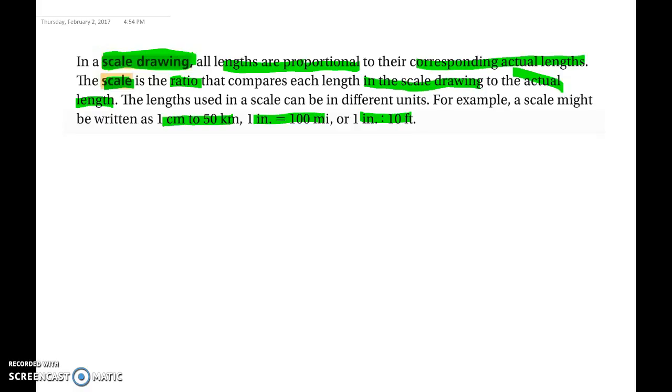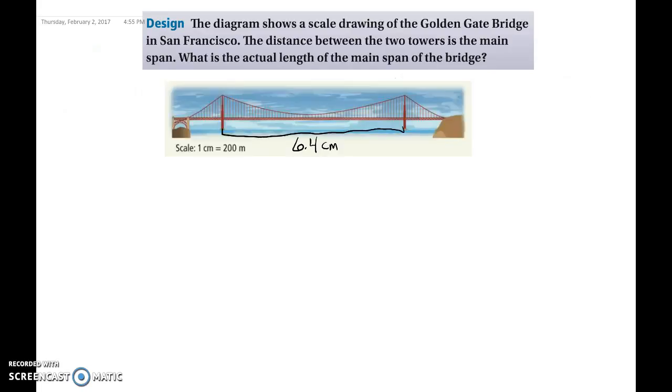So let's use this and solve for an example. The diagram shows a scale drawing of the Golden Gate Bridge in San Francisco. The distance between the two towers is the main span. What is the actual length of the main span? They give us the information that 1 centimeter is equal to 200 meters. Then I measured this distance, and it was 6.4 centimeters. So I want to find out what is the actual distance in real life.